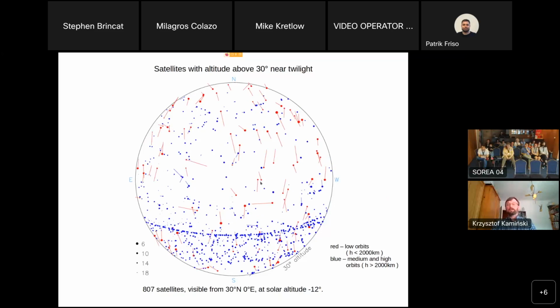When we are closer to the beginning or end of night, the situation is changing. So now we can see when solar altitude is minus 12 degrees, that a large population of low orbit satellites is visible. It's marked by red. The lines are representing the trail of that satellite made during 10 seconds. So they are moving very, very fast.